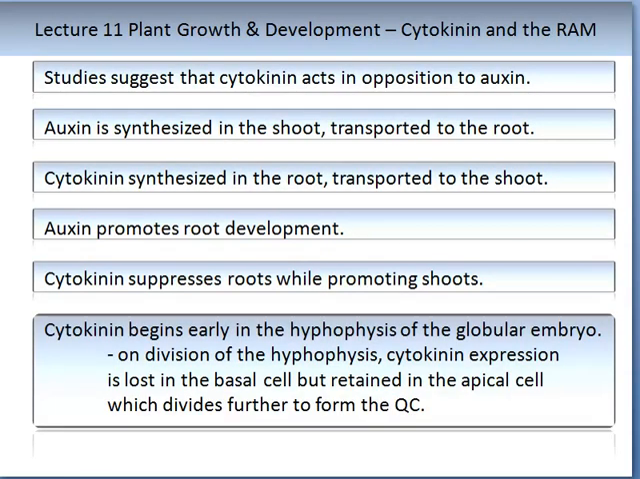Studies suggest that cytokinin acts in opposition to auxin. Auxin is synthesized in the shoot and transported to the root, while cytokinin is synthesized in the root and transported to the shoot. Auxin promotes root development, while cytokinin suppresses roots while promoting shoot development. Cytokinin begins early in the hypophysis of the globular embryo. On division of the hypophysis, cytokinin expression is lost in the basal cell but retained in the apical cell, which divides further to form the QC.